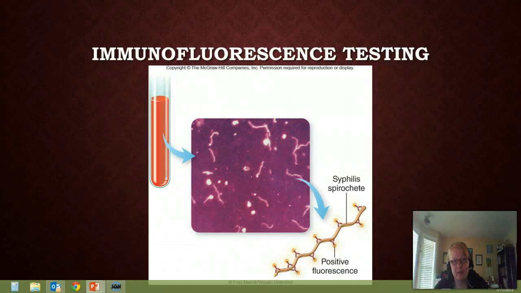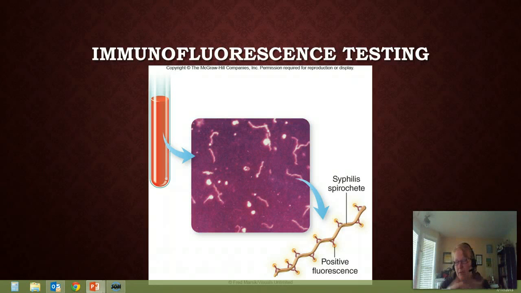Another technique is immunofluorescence. What we do with this is we take a sample from the patient, and we place it in the presence of antibodies that are specific for the pathogen we're suspecting. These antibodies have fluorescent tags on them, and so we can then measure the amount of fluorescence that we see in the sample to determine if the sample is positive or not.